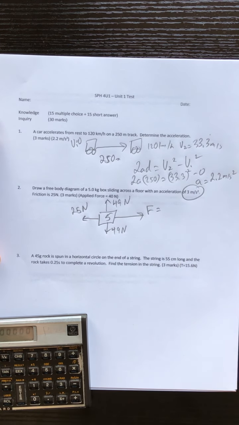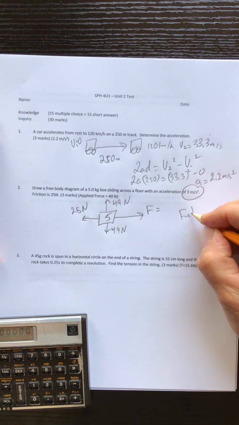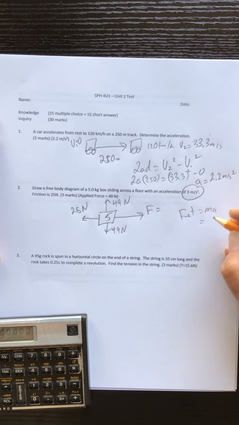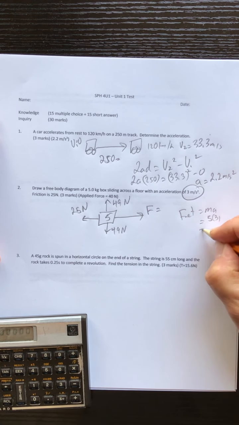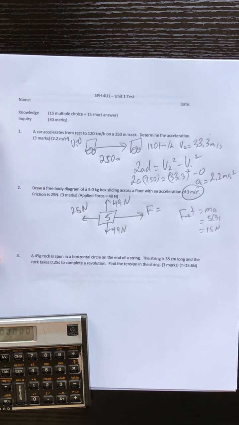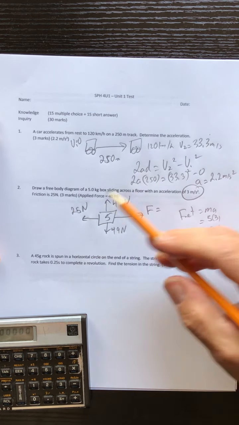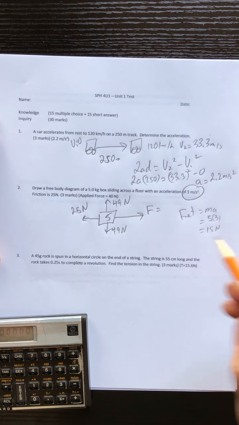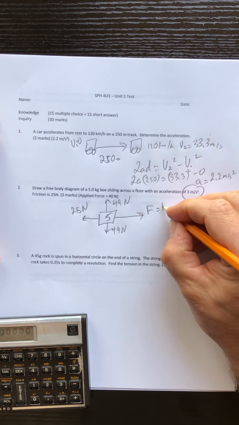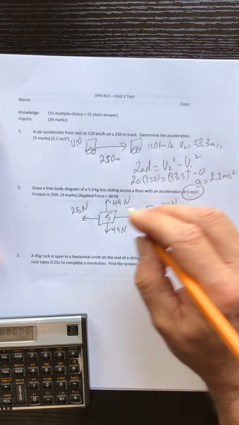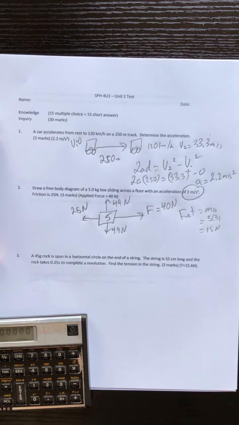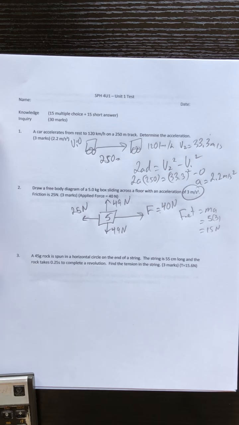This thing is accelerating. So we know that F net equals MA, which is 5 times 3, is 15 newtons, which means the forward force has to be bigger than the backwards force by 15. Or F net is this force minus that has to equal 15. This guy needs to be 40 newtons. So when I go 40 minus 25, I get 15 newtons. Okay, so that's the free body diagram there.